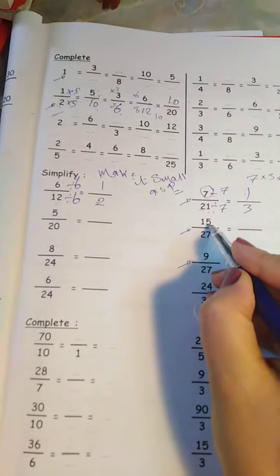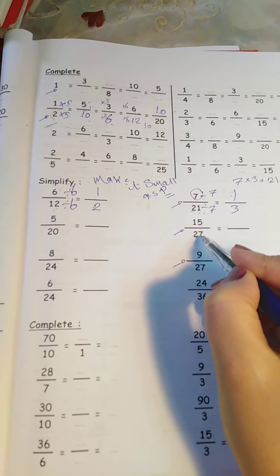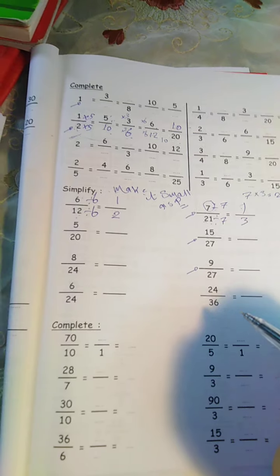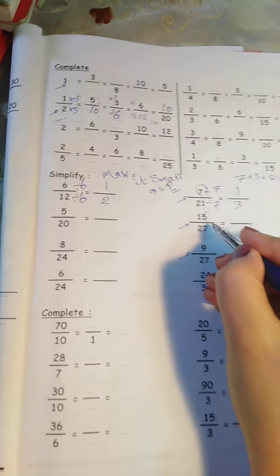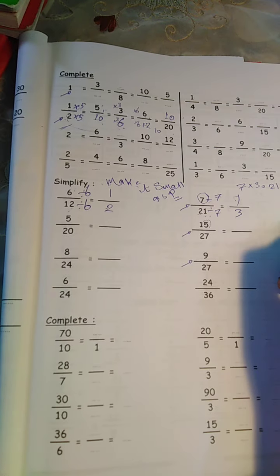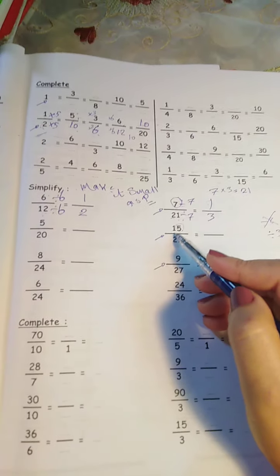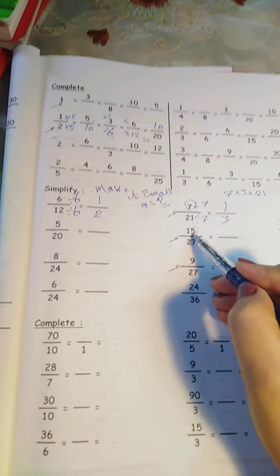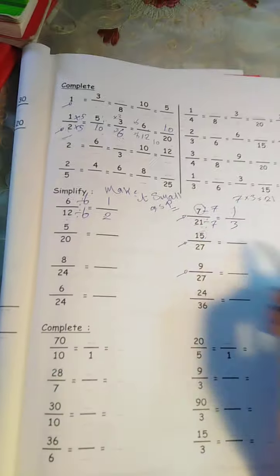Back to our problem again. Look here. 15 out of 27. 15 out of 27. Okay, divided by what? Let's check. Is 15 divisible by 2? Look at the unit digit. Is 5 even? No. So, not divisible by 2. Okay, divisible by 3? Take it in order. Is 15 divisible by 3? Yes. 1 plus 5 equals 6. 6 is from the times table of 3. So, 15 is divisible by 3.